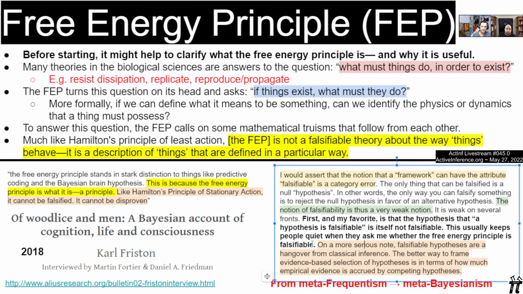When we move from frequentism towards Bayesian statistics, where the p-value and the parametric distributions are seen as special cases, but not the whole substance of the statistics, Karl's suggesting that a better way to frame evidence-based selection of hypotheses, which is ostensibly what falsification is after as well, is in terms of how much empirical evidence is accrued by competing hypotheses. And that's quite a different model than falsifying the ones that aren't true. Let's shoot down the ones that don't exist. So this is quite an interesting area. What would you say or add to this?